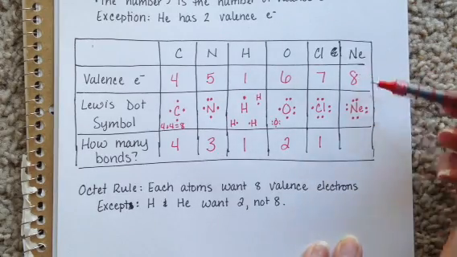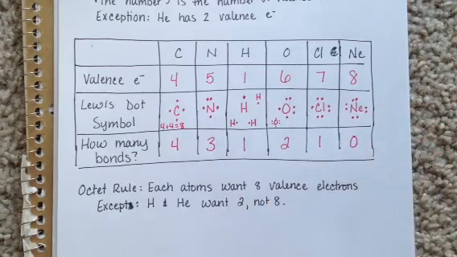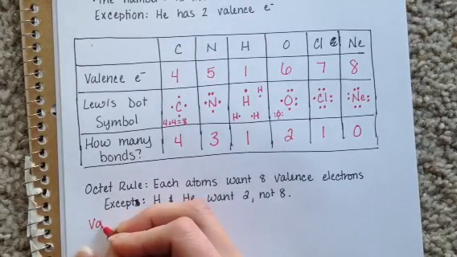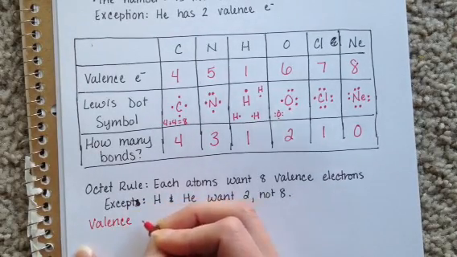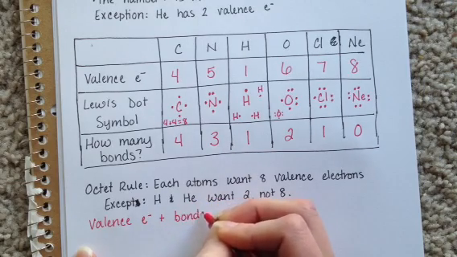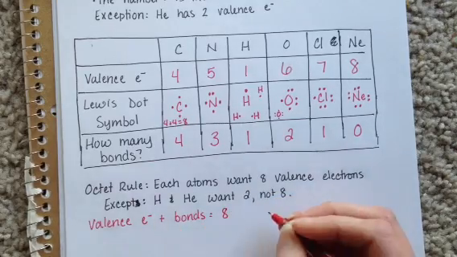Neon has 8 valence electrons. It wants 8, and that means that it's not going to bond at all. It doesn't want to do anything with any atom at all. So the number of valence electrons plus the number of bonds is always going to add up to 8 for everything except for hydrogen and helium.